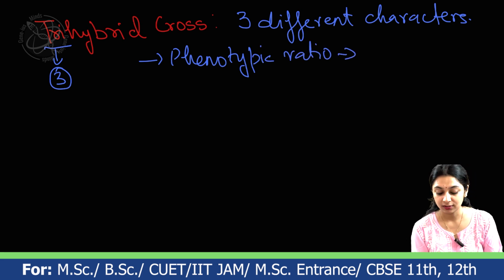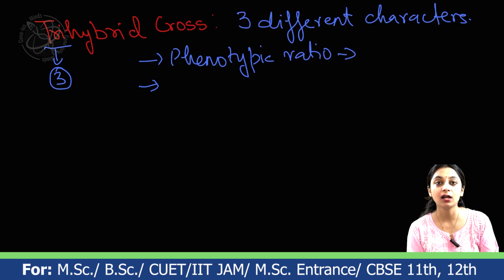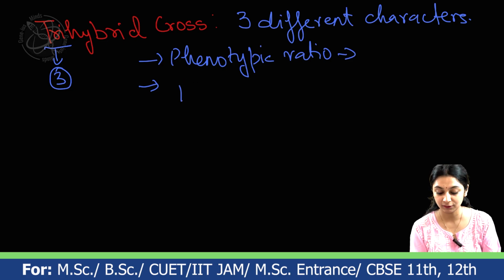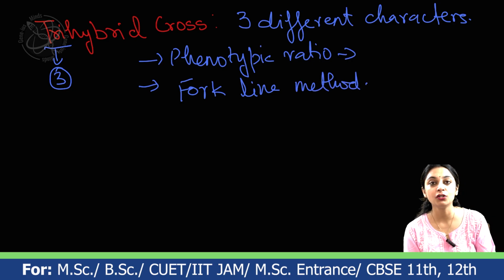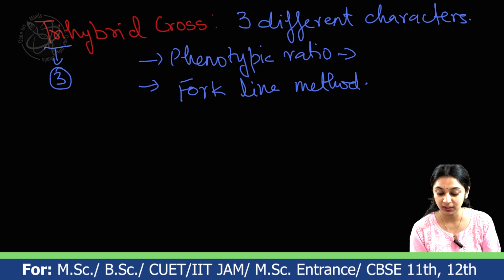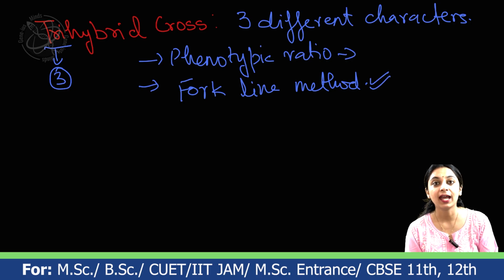For this cross, we are going to use a new approach, a new method known as the fork line method. Just to reduce the complexity, we are not going to make use of a Punnett square. We are going to use the fork line method, and it helps you get answers very quickly.